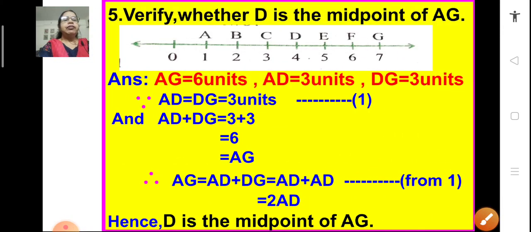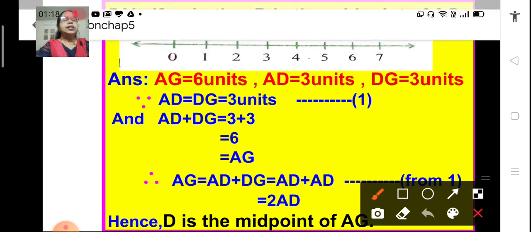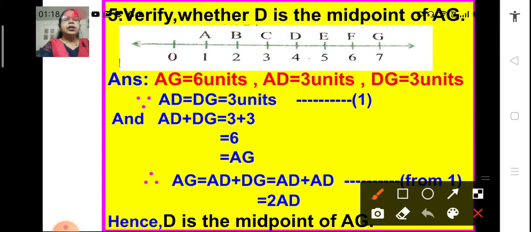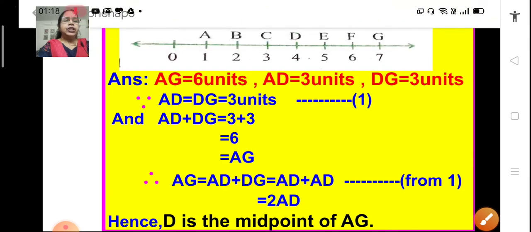Next we have, verify whether D is the midpoint of AG. So AG has 6 units, AD is 3 units and DG is 3 units. So since AD is equal to DG is equal to 3 units, and AD plus DG is equal to 3 plus 3, it is 6, which is the length of AG. So when AG is equal to AD plus DG, that means AD plus DG can be written as AD plus AD, that means 2AD. That means D is the midpoint of AG.